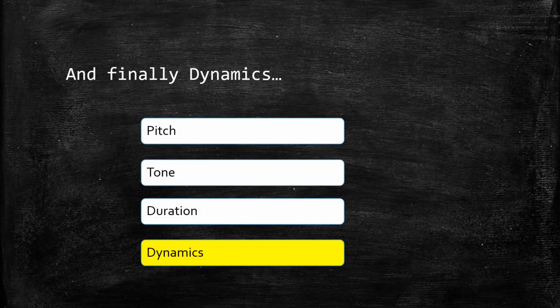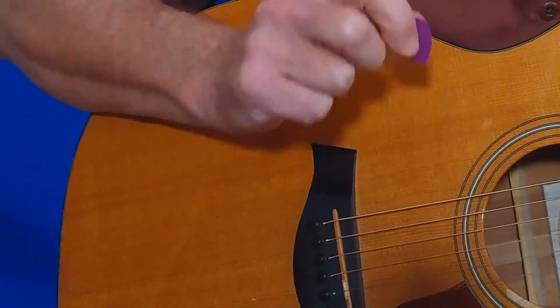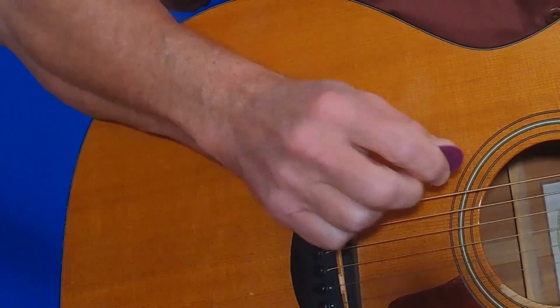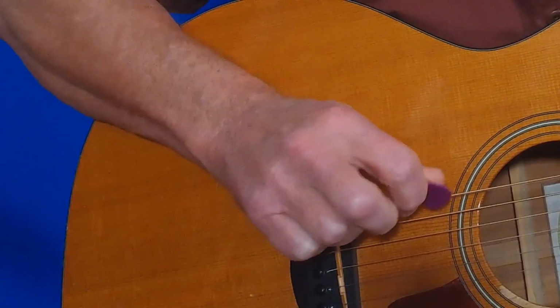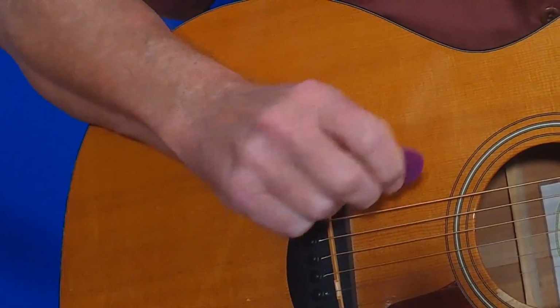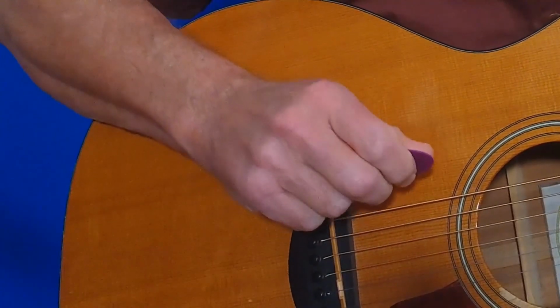And finally, dynamics. Dynamics is really all about volume. And on the acoustic guitar, this is generally just controlled by how hard you hit the string. But if we look closely, this is actually the resultant of two different factors. The first factor is how much of the pick contacts the string. And the second factor is the rate of acceleration of the picking motion.